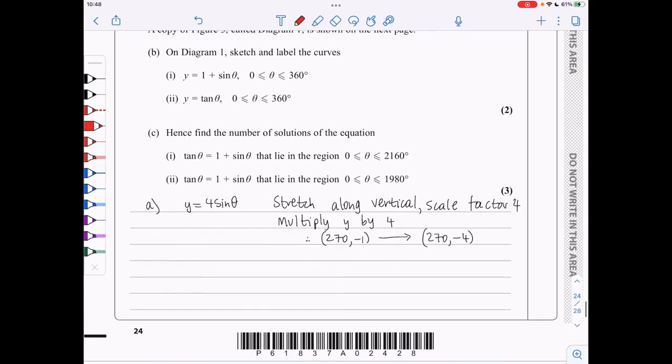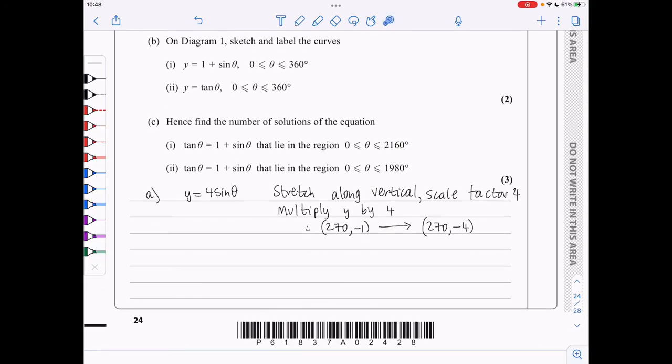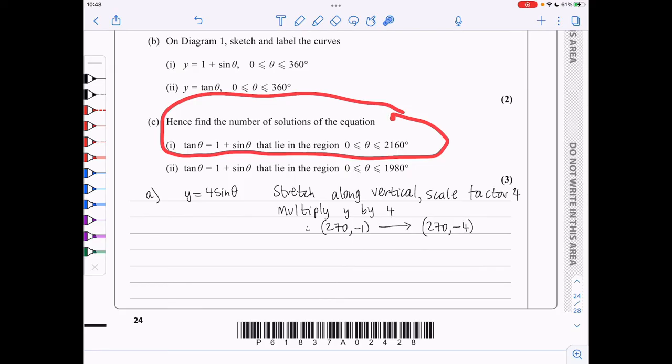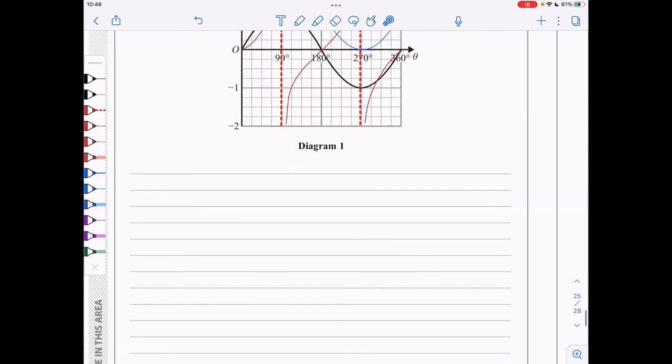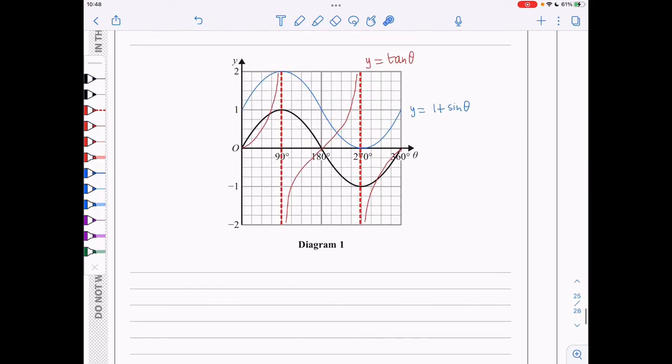And then part C, hence find the number of solutions for tan theta is 1 plus sine theta in the region of 0 to 2160. I will actually start by identifying the points of intersection between the red and the blue curve. So we've got one point here and another point here.